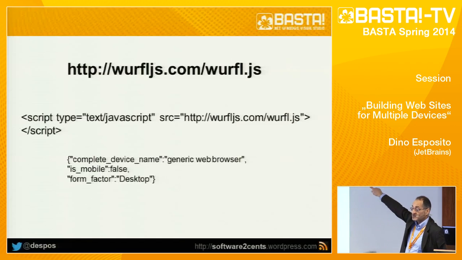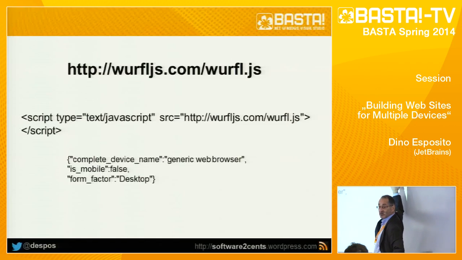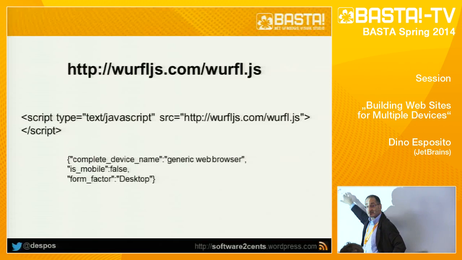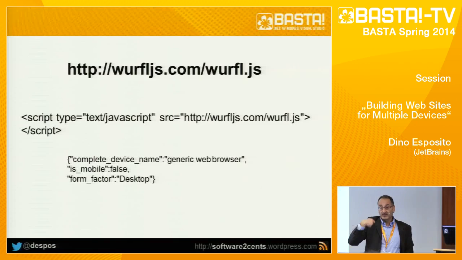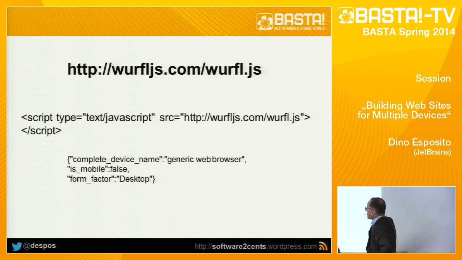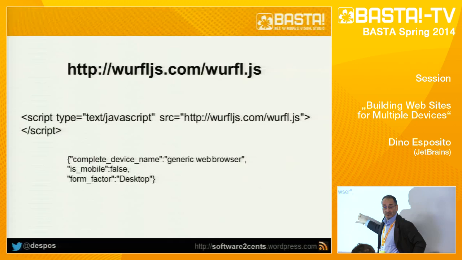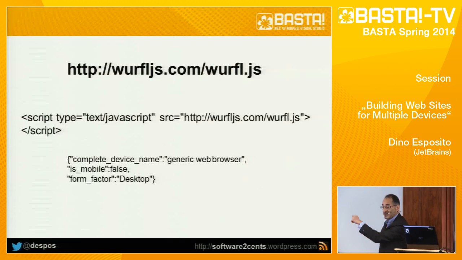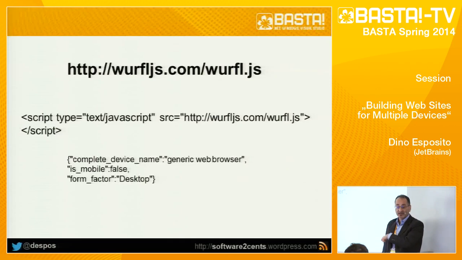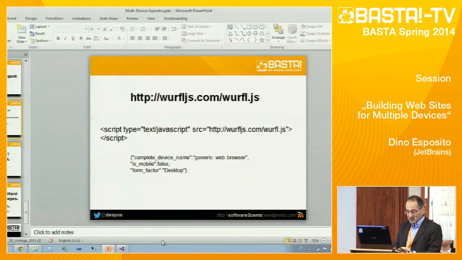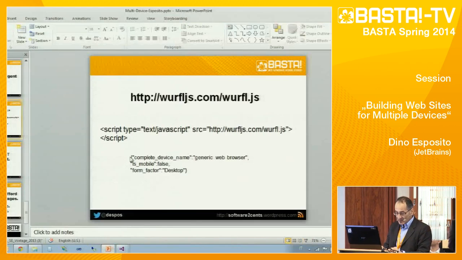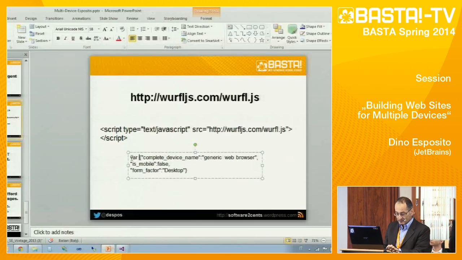So this is the URL, http://wurfeljs.com/wurfeljs, and this is the script code you need to have. If you place this code into your pages, you're going to get injected in the page a JSON object like this, with 3 properties: complete device name, is mobile, true or false, and form factor. So to be precise, you're going to have something like this. It's var Wurfel equal.